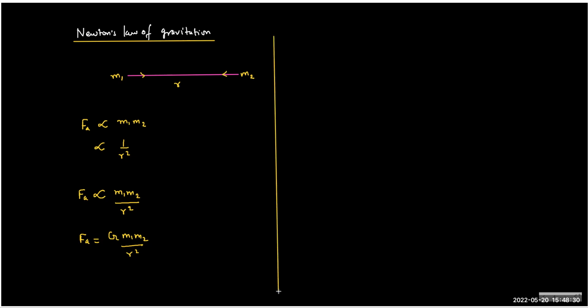If you want to write it in vector form, okay, now the value of G should be known to you. What is the value of G? G is called the universal gravitational constant, and it is equal to 6.67 times 10 to the power minus 11 Newton meter square per kg square. You can see G is very small, right? So if I give you two masses of 1 kg each kept at a separation of 1 meter, the force will be equal to this value.